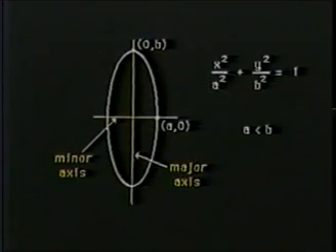The other possibility, A smaller than B, gives us a similar shape, but its longer direction, called the major axis, is along the y or vertical axis.